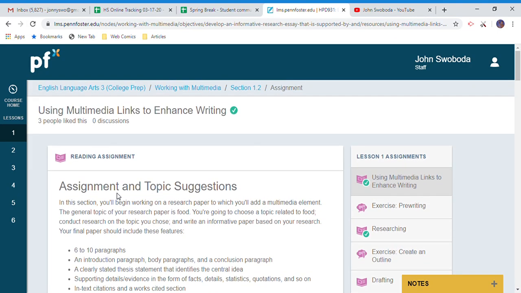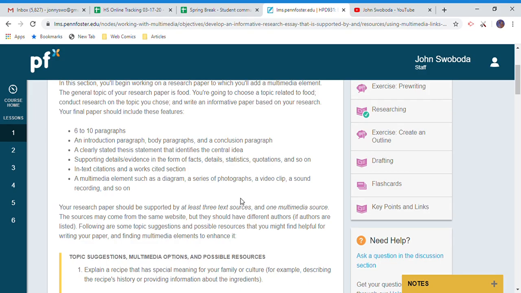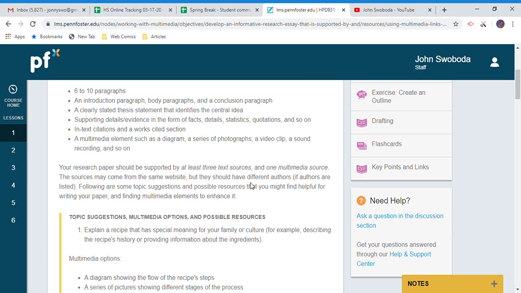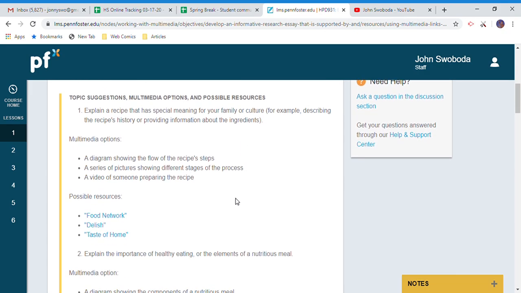All right, let's begin section 1.2, using multimedia links to enhance writing. Now, multimedia links work best if you're publishing to the internet, which you can do these days. You know, there's a lot of sites that pay for good writing. It doesn't make a whole lot of sense for an essay that you would have to print out and turn in a physical hard copy of, because you can't click a link on a piece of paper.